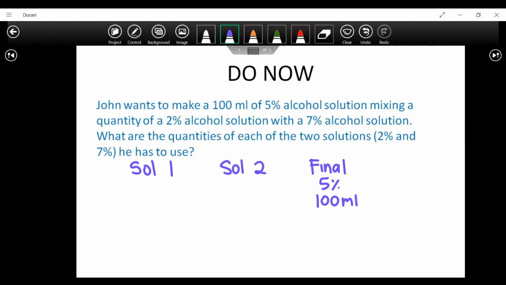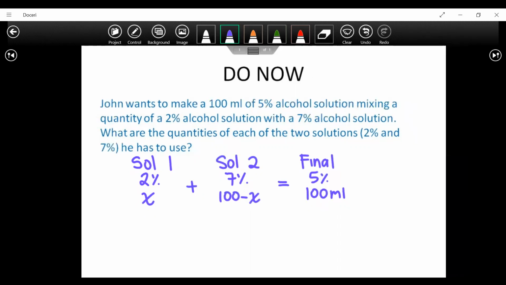The first solution is at 2%. The other one is at 7%. We're going to add these two together. Let's just let the solution of the first one be x. Then whatever's remaining after we take out x is going to be 100 minus x. Is that what you guys got too? Okay.